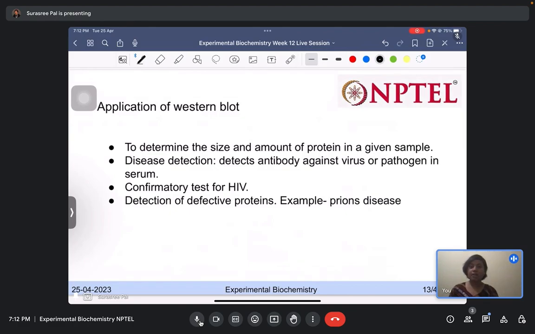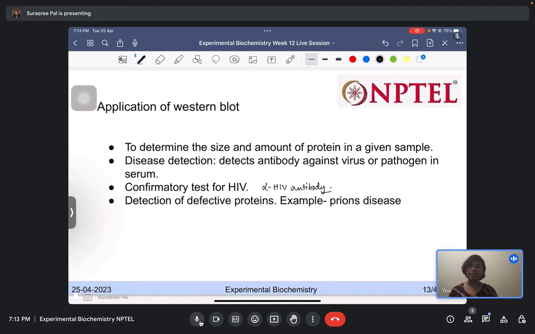Western blot is also a confirmatory test for HIV, human immunodeficiency virus, right? So we have this anti-HIV antibody which can detect the presence of HIV in our body. And we know that for HIV the principal way of detection is ELISA. So the first experiment that has to be done is ELISA, but after that if we get a positive signal in ELISA, we have to confirm it by Western blot.